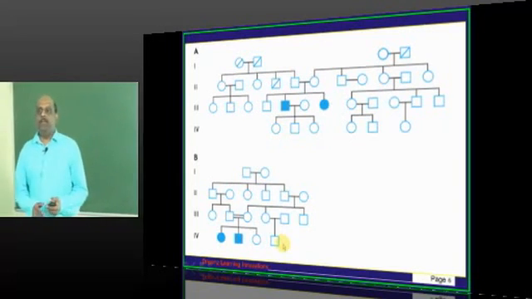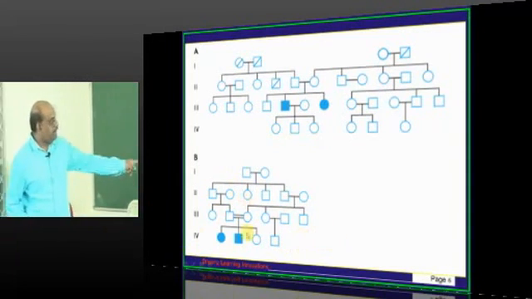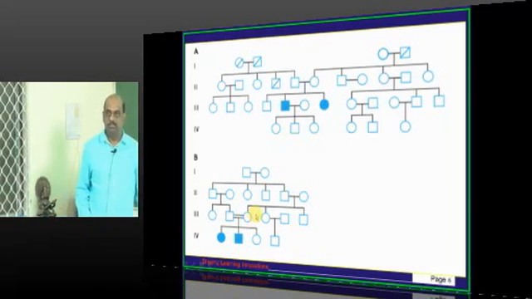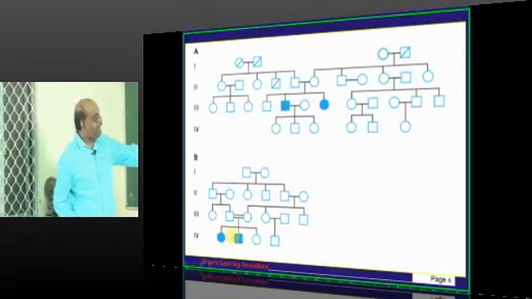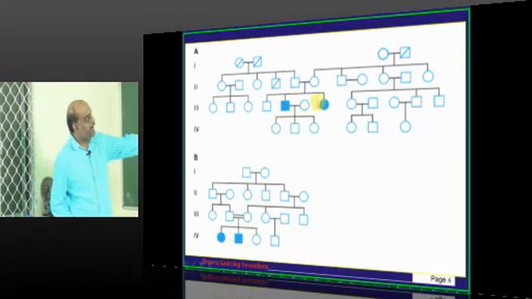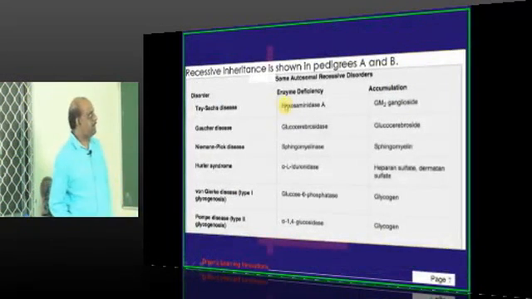So, this is an example of a classical pedigree. How will you recognize it is autosomal recessive? Consanguinity is one important clue for you to recognize. And if you take any affected guy, you take here or here or here or here, an affected guy, how are the parents of the affected guy? They are not affected. This is what you have to basically appreciate.